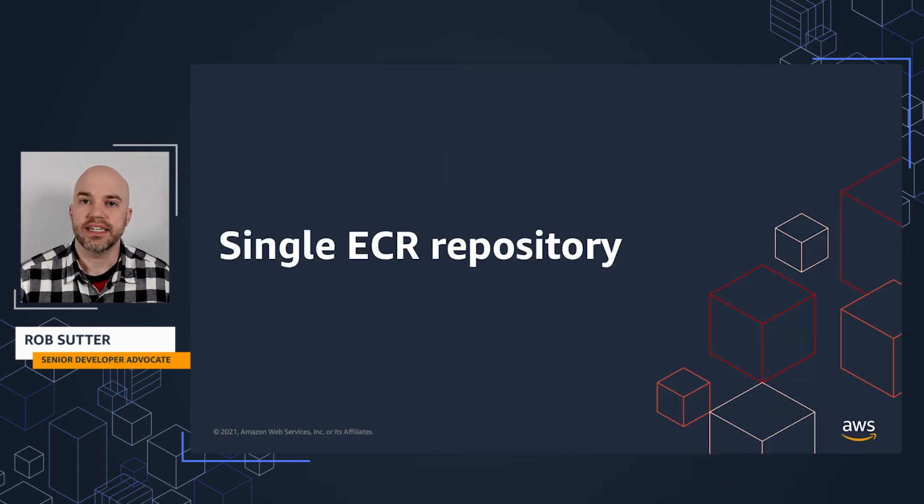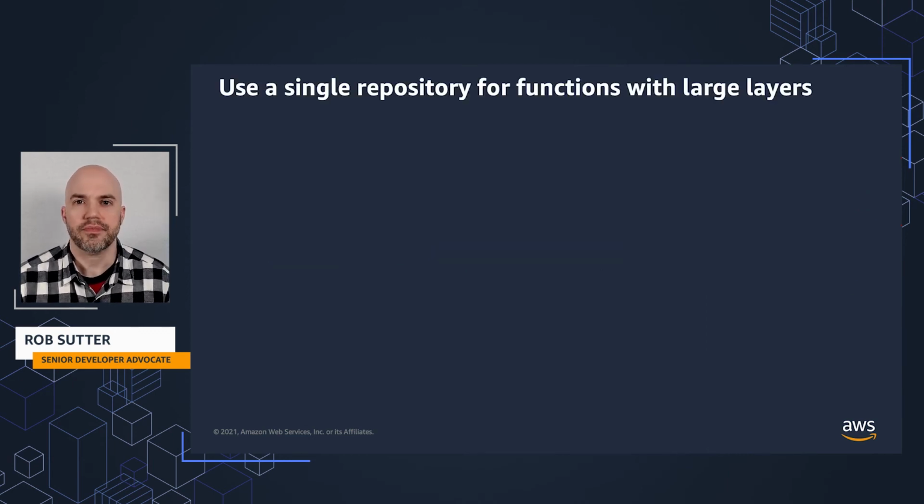You'll also want to consider using a single Amazon ECR repository if you have functions that share a lot of layers, especially large layers. Layers are deduplicated by ECR on push. So if you have a layer that's already been pushed in one image and you push it again, ECR just stores a pointer to that layer.